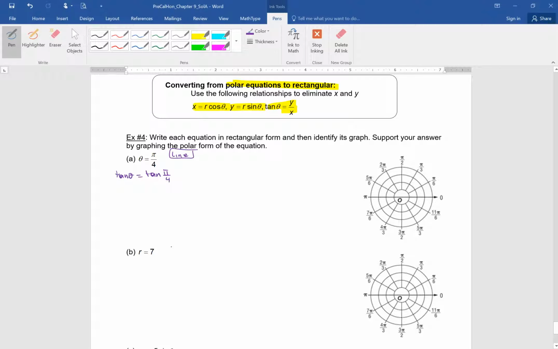Now, so this is tangent of theta is equal to, what's tangent of pi over 4? 1.